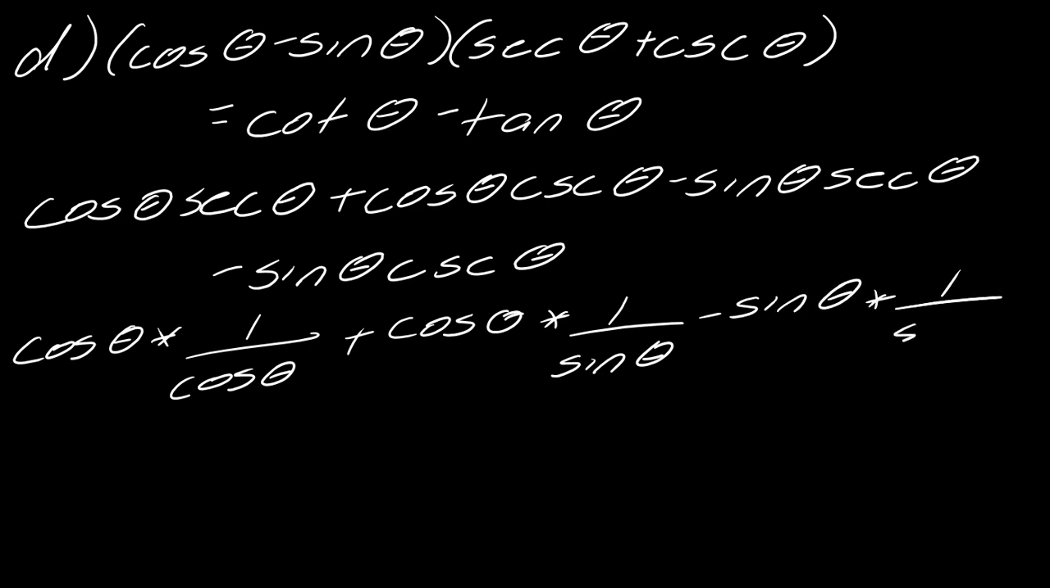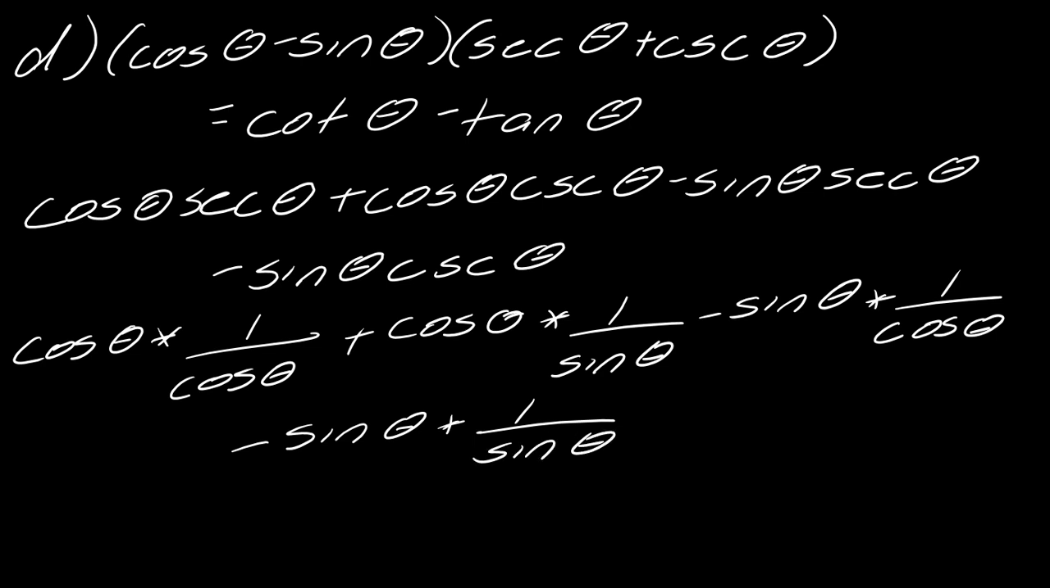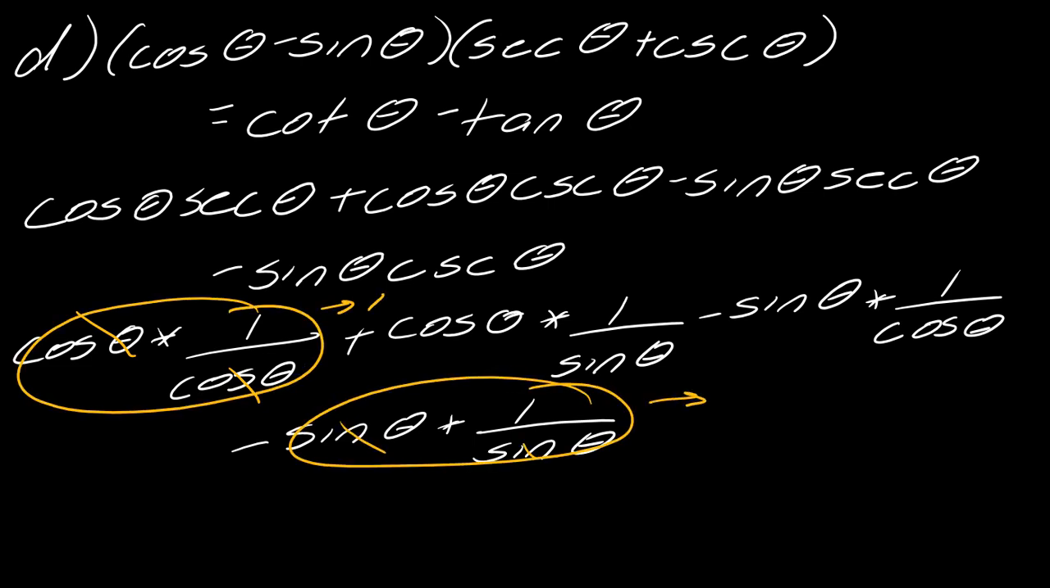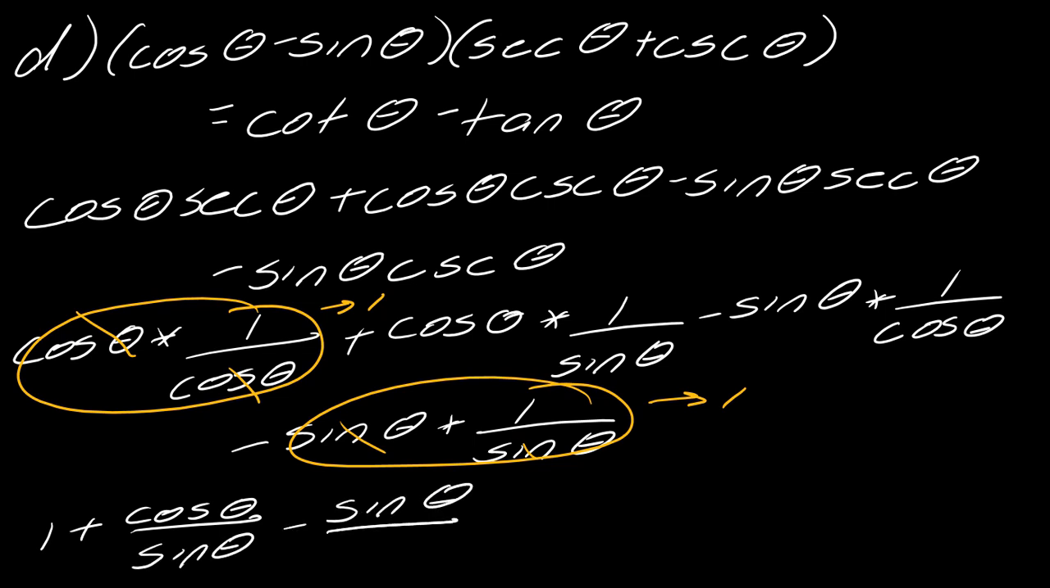So I've got cosine theta times 1 over cosine theta, plus cosine theta times 1 over sine theta, minus sine theta times 1 over sine theta, minus sine theta times 1, oops, this should have been cosine theta, and then this one is sine theta. Okay, there we go. Now I can see these cancel out, so this will simplify to 1, as will this. So these two parts simplify to 1. So now I'm left with 1 plus cosine theta over sine theta minus sine theta over cosine theta minus 1.